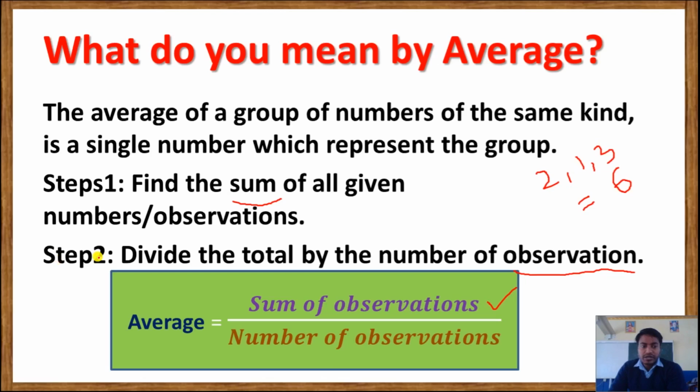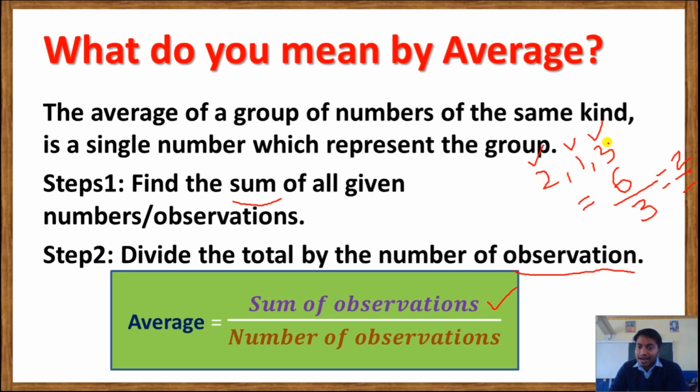According to step number 2 we have to divide the total by the number of observations. So here we count how many observations there are: first, second, third, 1 2 3. So we have 3 observations. This total we divide by 3 to find the average. When we divide we get 2. This is the average of these numbers, understood?